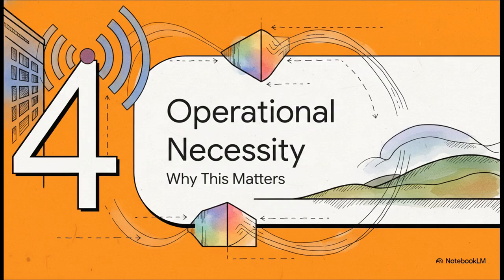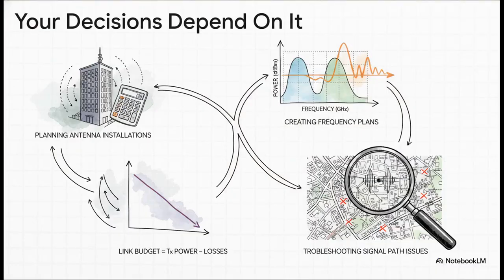Why is this stuff more than just physics trivia? Why is it an absolute operational necessity for us? Because pretty much every important decision you make depends on this stuff. When you're calculating a link budget, you have to account for losses from reflection. When you're creating a frequency plan, you've got to think about how refraction could cause interference. When you're planning where to put an antenna or trying to figure out why a signal path is failing, you're thinking about diffraction. This isn't academic, this is the job.